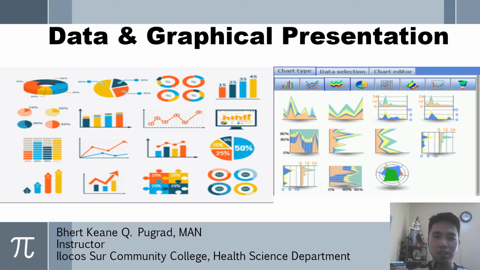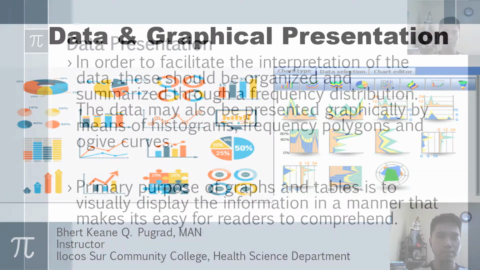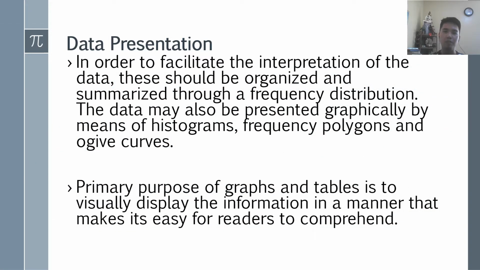For today's instructional video lecture, I'll be discussing data and the different forms of graphical presentation. In order to facilitate the interpretation of the data, this should be organized and summarized through frequency distribution. The data can also be presented with the use of different forms of graphical presentation by means of histogram, frequency polygons, and ogive curves. The primary purpose of graphs and tables is to visually display the information that has been analyzed in a manner that makes it easy for the readers to comprehend the information.